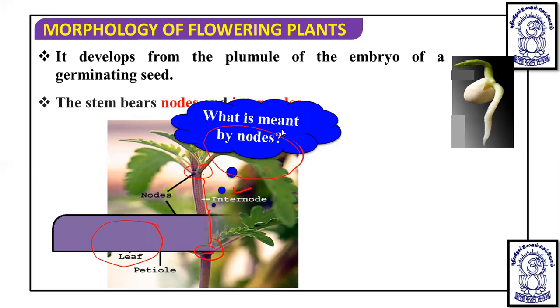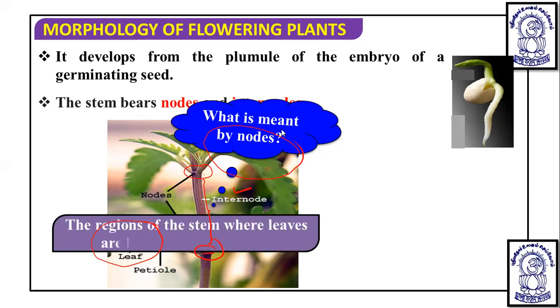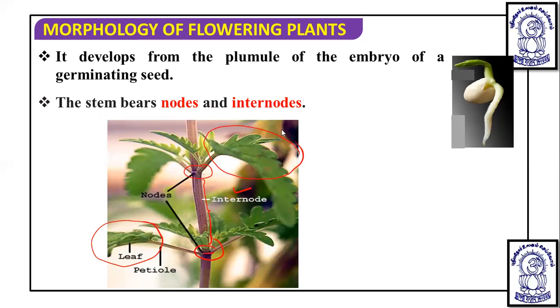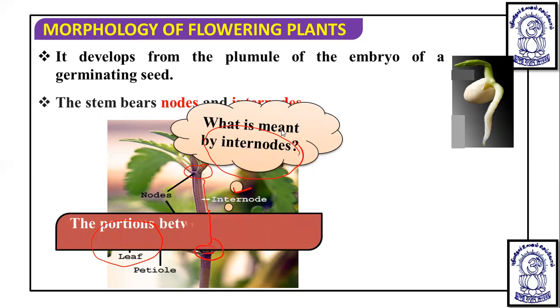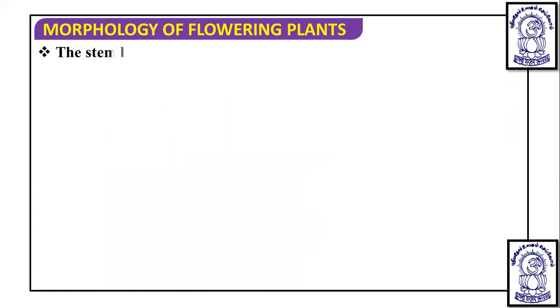So what is meant by node? The region of the stem where leaves are born is called a node. What is meant by internode? The portion between two nodes is called an internode. The stem also bears a bud, which may be terminal or axillary.